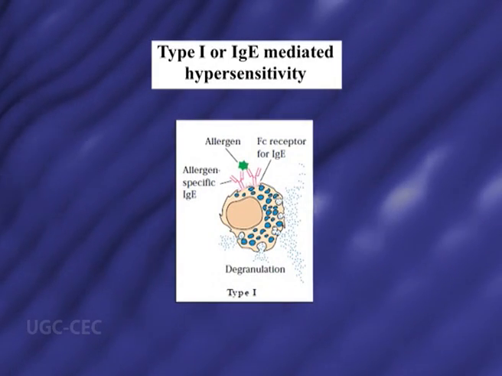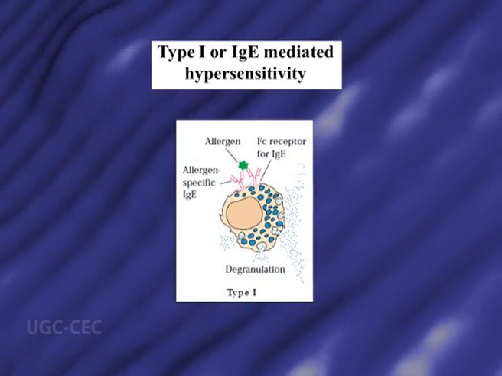The first 3 types of hypersensitivity are dependent on antibody, thus they are part of the humoral immune system. Whereas the 4th type, or delayed type hypersensitivity, is dependent on T cells, thus it is a part of the cell mediated immune system. Now I will discuss first type 1, or IgE mediated hypersensitivity.